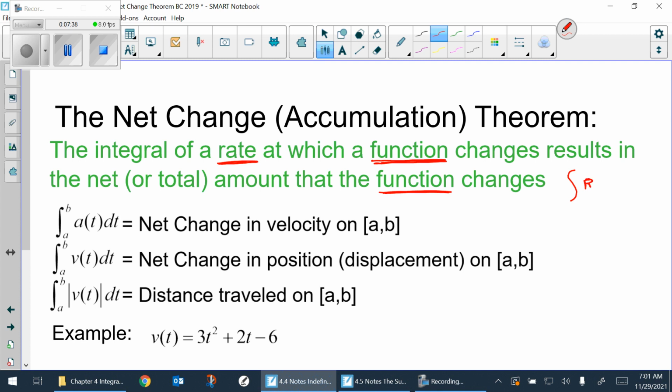Let me call it r prime of t, from a to b. That equals the change in the original function, the change in r of t between the values of a and b. So when you take the integral of a derivative, remember, it gives the amount that the original function is changing.